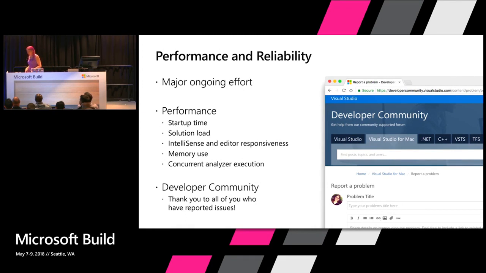So we've heard from a lot of you that performance and reliability are important to you. And so we've been doing a lot of work on this. In terms of performance, we've been focusing on things like startup time, solution load time, IntelliSense and editor responsiveness to try and make sure that it pops up quickly and that it doesn't stall. Also reducing memory use to reduce GC hangs, and even down to things like concurrent execution of Roslyn analyzers, which makes results come back faster. We have a lot of improvements in the 7.5 release, with more coming up in 7.6.